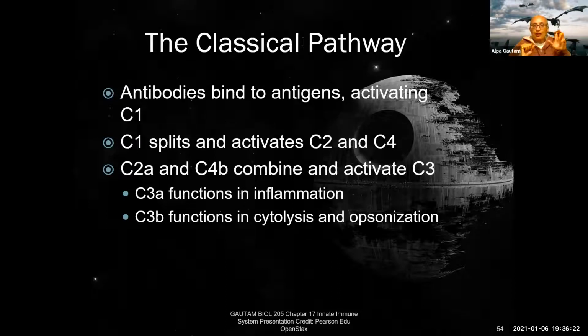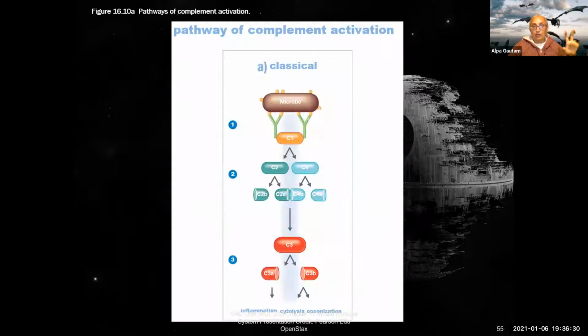That C1 then splits, and then those fragments or those proteins then split also. So let's look at it on the picture. This is a classical pathway. The complement system has three main pathways, one of which is classical, and that's what we're looking at.